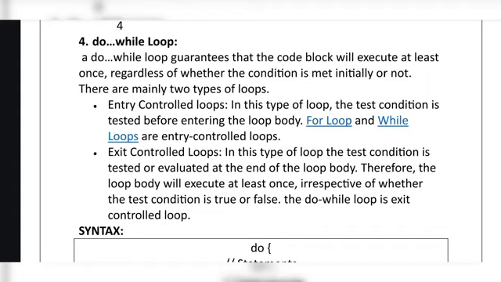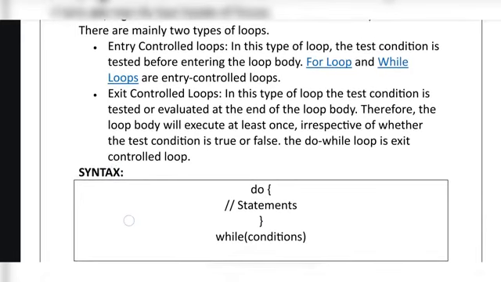There are mainly two types of loops: entry control loops and exit control loops. Entry control loops: in this type of loop, the test condition is tested before entering the loop body. For loop and while loop are entry control loops. Exit control loops: in this type, the test condition is evaluated at the end of the loop body. Therefore, the loop body will execute at least once, irrespective of whether the test condition is true or false. The do while loop is an exit control loop. So you can see here, for loop and while loop come under entry control loops, and do while loop comes under exit control loops.